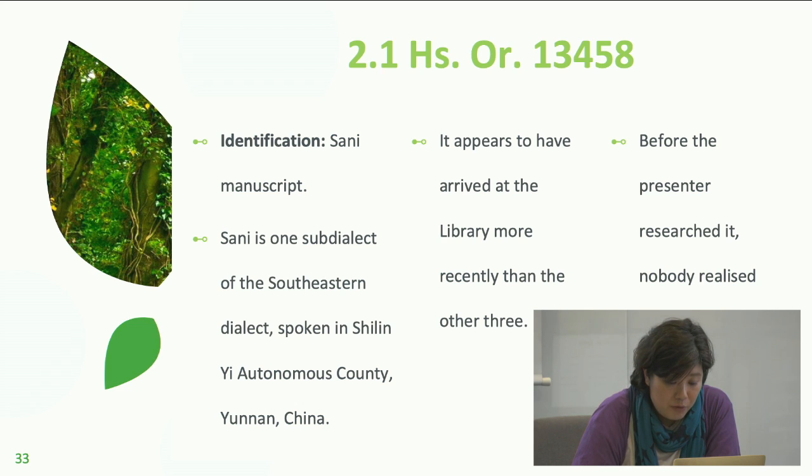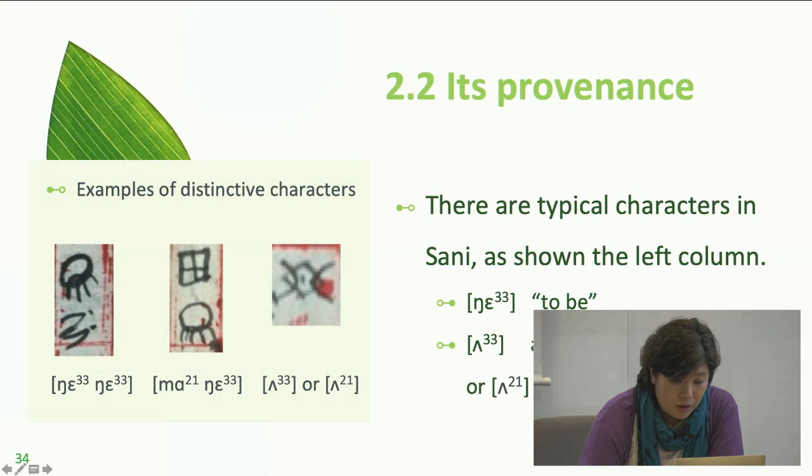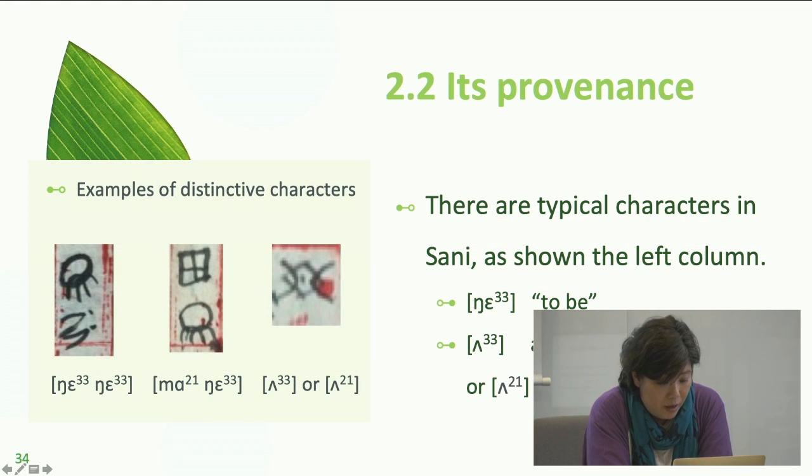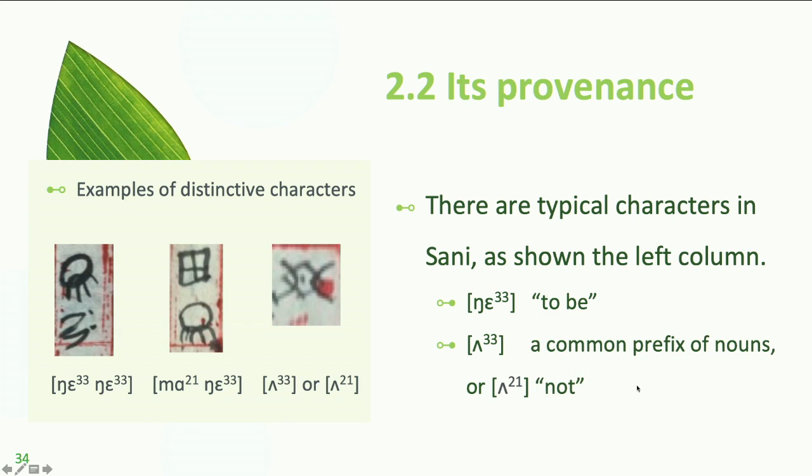Before I researched it, nobody had mentioned it. This means that nobody had realized that it is written in Sani. Following my tentative provenance detecting procedure, I have found several typical characters in Sani from the manuscript.